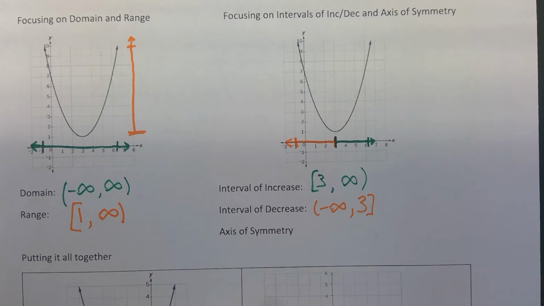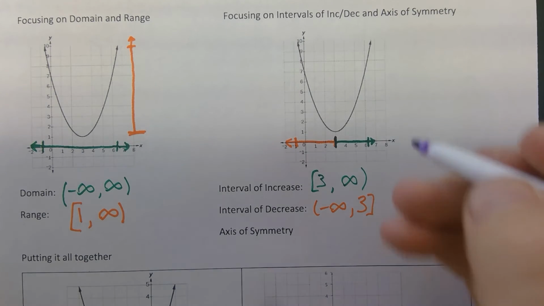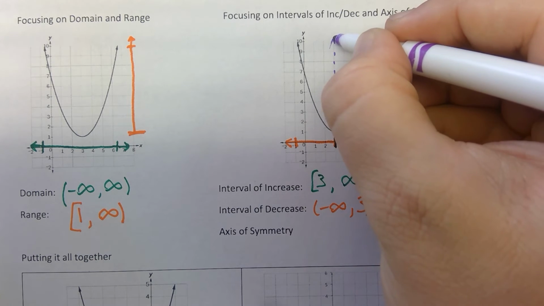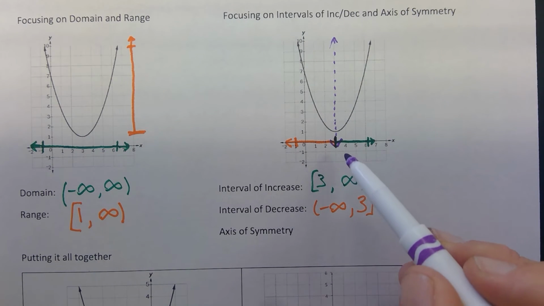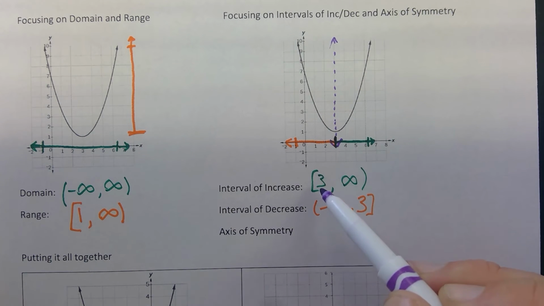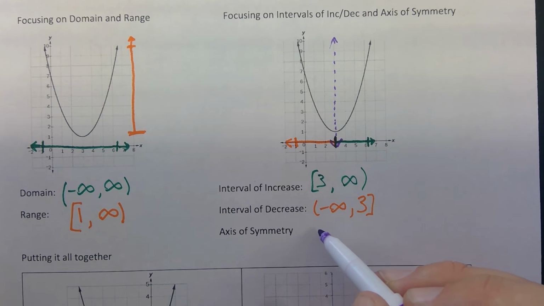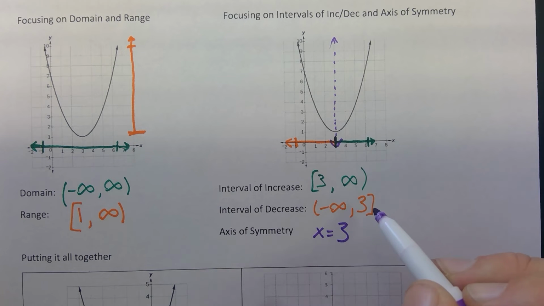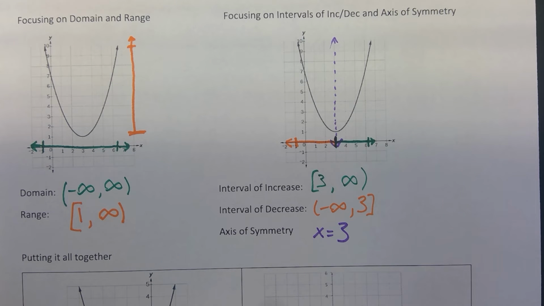And now let's look at our axis of symmetry. Our axis of symmetry is going to cut the parabola in half. So notice there's my middle, and the middle is where it goes from decreasing to increasing. So my axis of symmetry is x equals 3. It splits my intervals of increase and decrease. My axis of symmetry falls between my interval of increase and my interval of decrease.